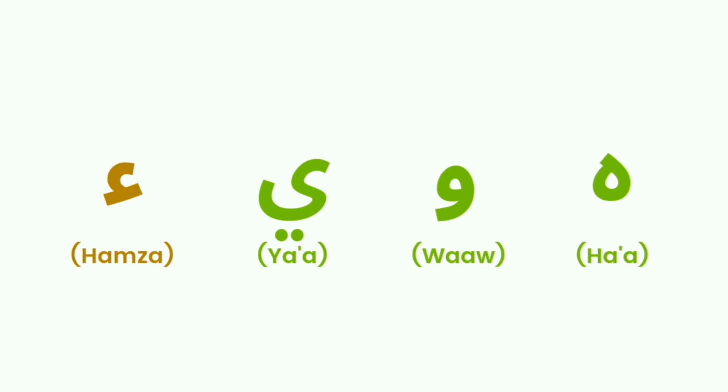Hamza is the letter's name, but once you read you don't spell it like that. It's a vowel. It always comes individually at the word's end, like a. For example, sama, which means sky.